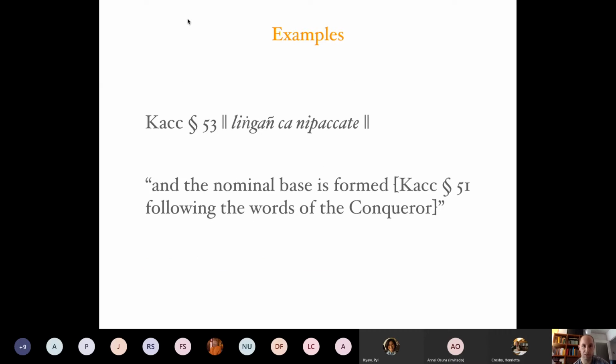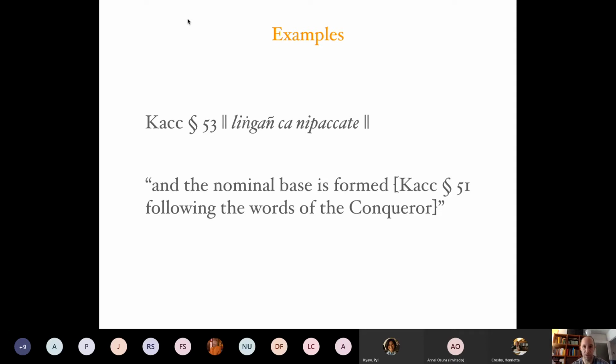Another important paribhāsā is liṅgañca nipaccate, Kaccāyana 53, which, as you can see in the translation, is to be read with Kaccāyana 51 by anuvutti. I think at this point we all know what anuvutti is, this recurrence of preceding information. So the complete meaning of this rule would be: and the nominal base is formed following the words of the Conqueror. That means following the words of the Buddha, i.e. following the words that we find in the Tipiṭaka.